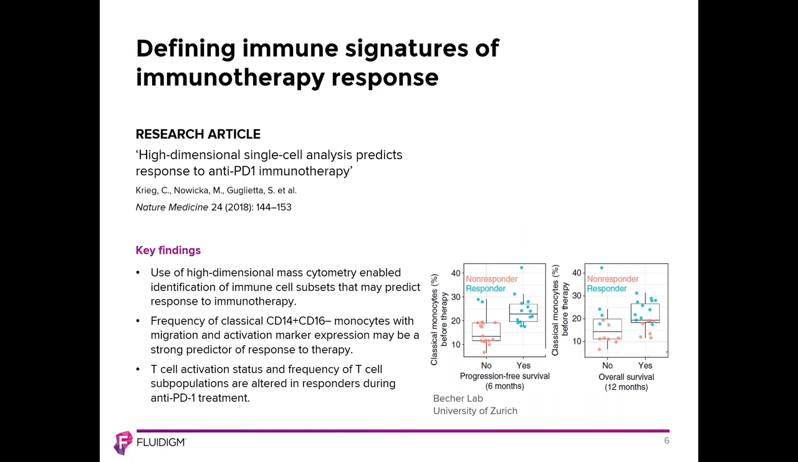In this paper from Burkhard Becher's lab at the University of Zurich, three panels consisting of 30-plus markers enabled in-depth characterization of immune cells from whole blood of patients with metastatic melanoma before and after anti-PD-1 immunotherapy. The authors identified immune cell subsets that could be predictive of response to immunotherapy. In particular, the frequency of classical CD14-positive, CD16-negative monocytes with migration and activation marker expression may be a strong predictor of response to therapy. Additionally, T-cell activation status and frequency of T-cell subpopulations were also altered in responders during anti-PD-1 treatment.